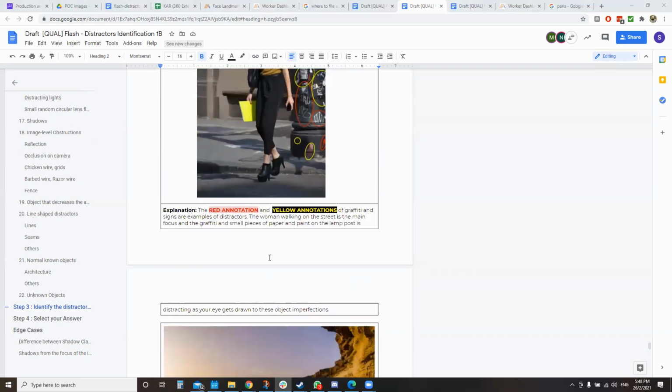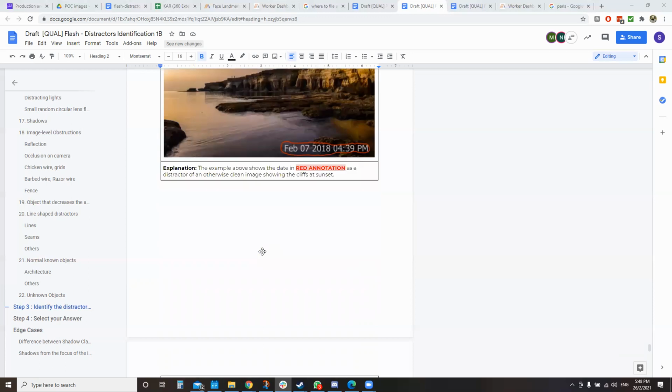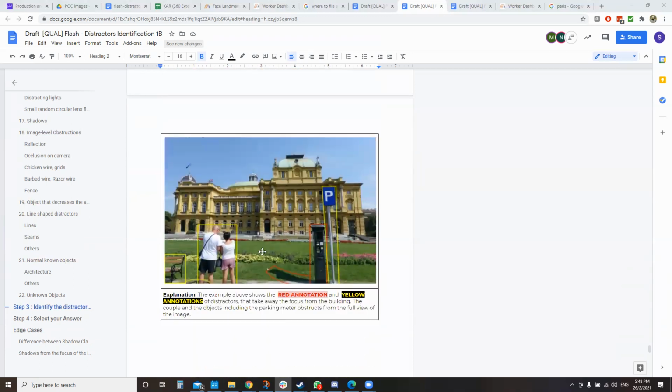So same, these are all examples. Again, examples of the examples. Okay, so this one, I will explain to you in qual 2 how to handle this kind of situation. So this one will be the distractor. This annotation will be something else.